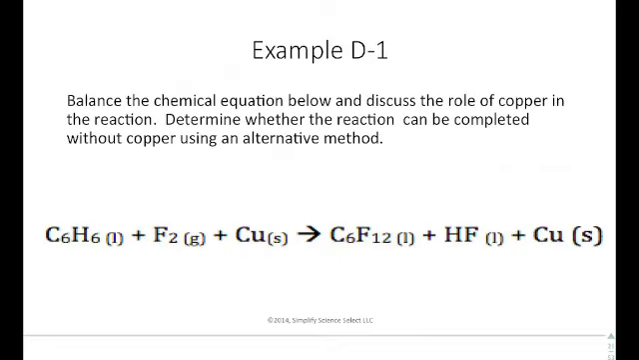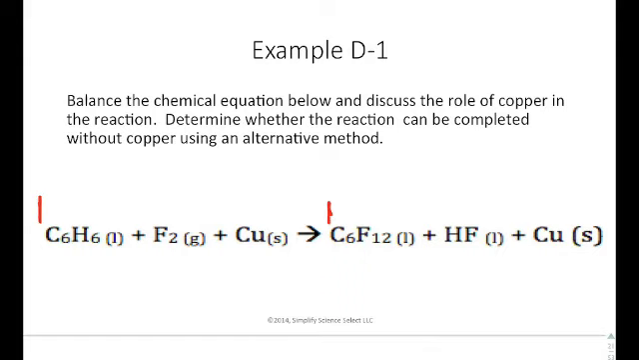We look at an example. It says balance the chemical equation below, and then discuss the role of copper in the reaction. It says determine whether the reaction can be completed without using copper using an alternative method. If you look here, you have 6 carbons here, and you have 6 carbons here. Because my carbons match up to begin with, I'm going to start with a 1 here. If I have a 1 there, then I generally have to have a 1 here, because I have to have my carbons match up, and there is no other place for carbons to come from.